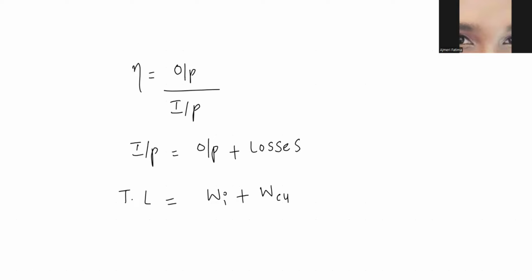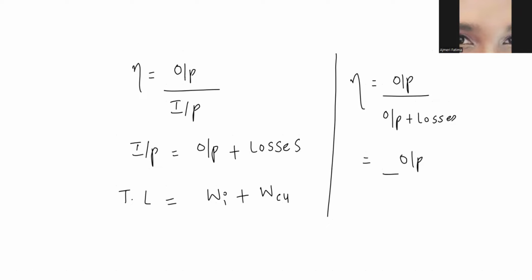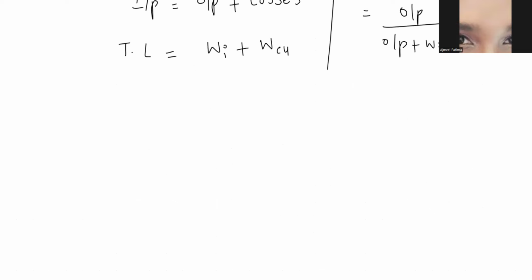Let me just quickly rewrite the formula. Efficiency is equal to output by input, which is output plus losses. There are two types of losses, so efficiency is output by output plus iron loss plus copper loss. So in efficiency, you are going to calculate output, input, and total losses. The formula for total losses is iron loss plus x square into copper loss.